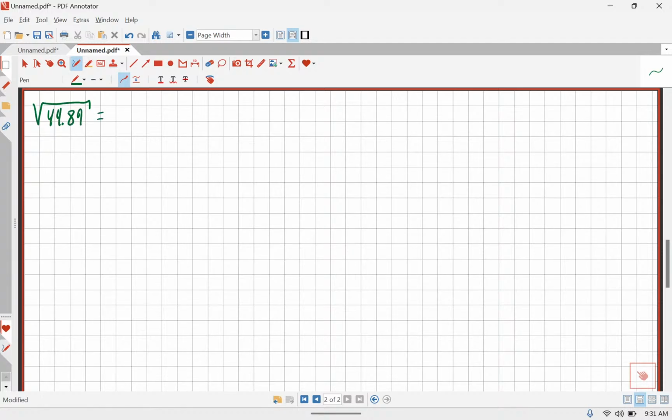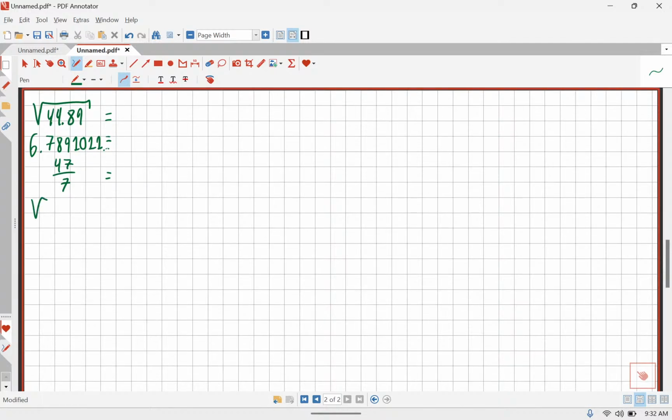The square root of 44.89 equals, 6.789101 equals, 47/7 equals, the fourth root of 2000 equals, 6.789 repeating, and 22 over pi equals.